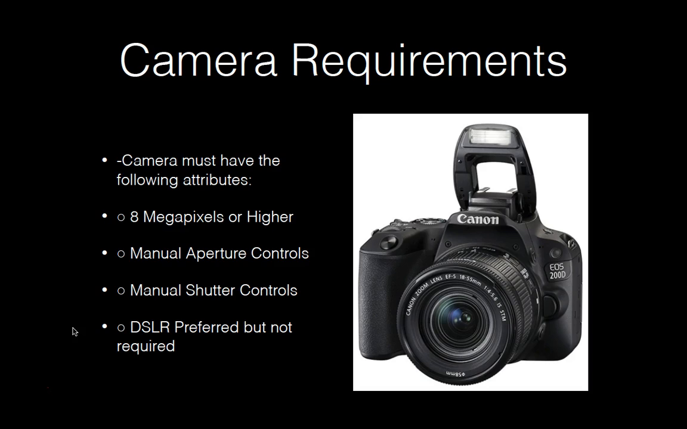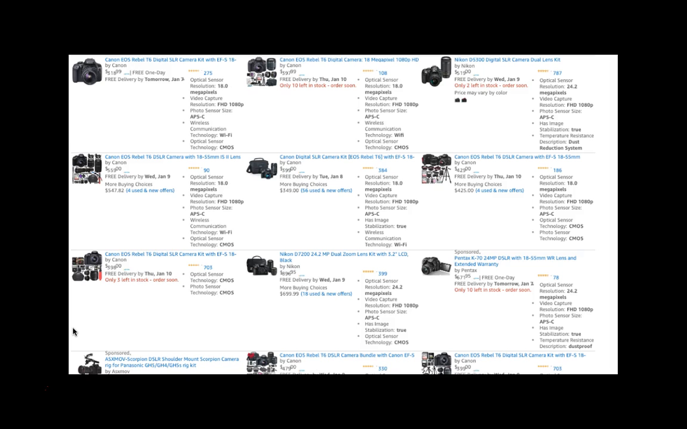Camera requirements. You need to have a digital camera in this class, not an iPhone, even though iPhones take gorgeous photos. You need to have a digital camera that has manual functions. So it needs to be 8 megapixels or higher, and have manual aperture and manual shutter controls. A DSLR is preferred but not required. I've seen students use mirrorless cameras that are fairly popular, and there are some really great point and shoots.